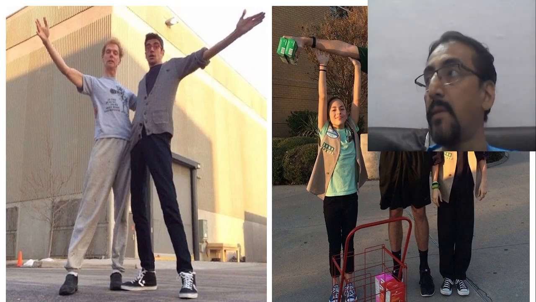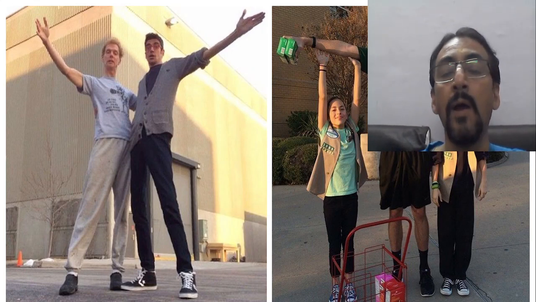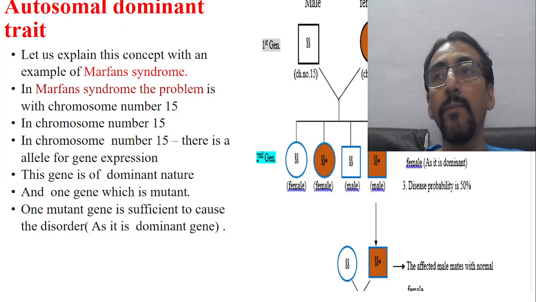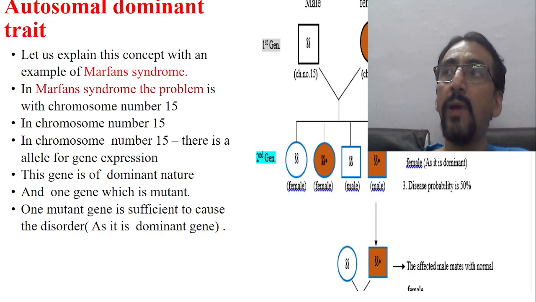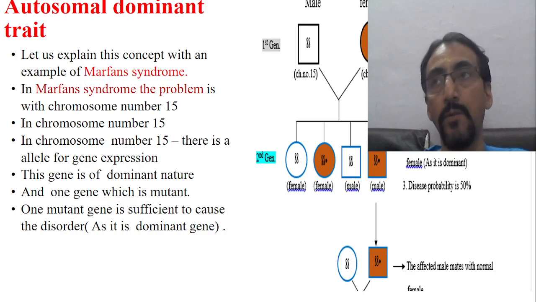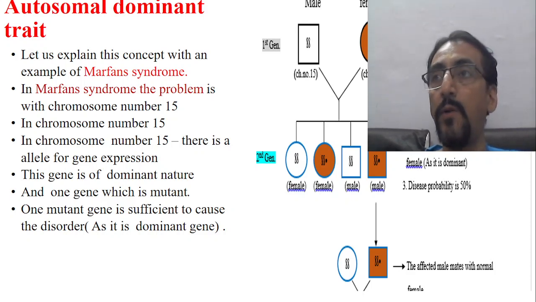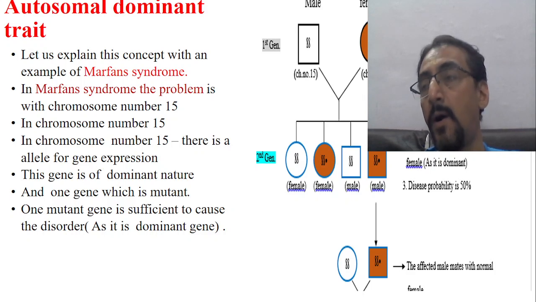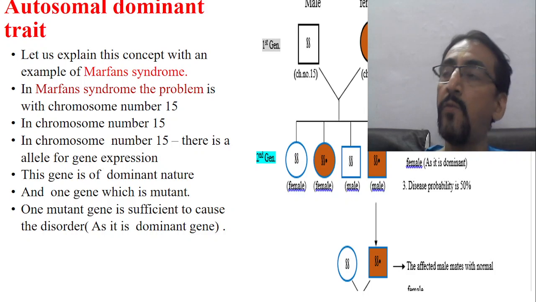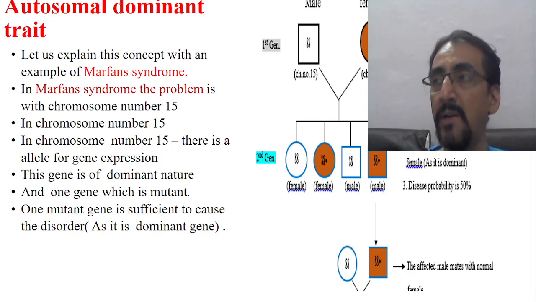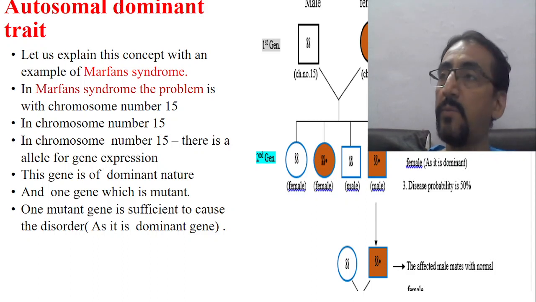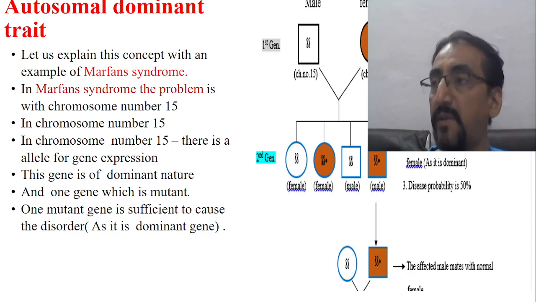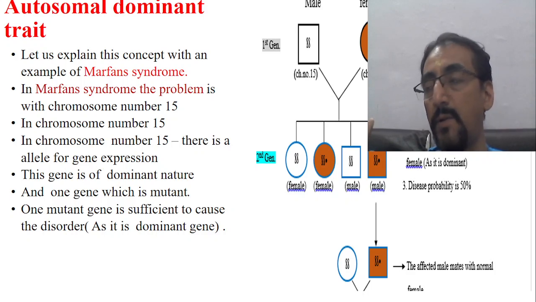Now, if you look into this picture, basically taken from Google, to explain the first principle, take an example of Marfan syndrome. Marfan syndrome is an autosomal dominant condition, and there will be some problem in chromosome number 15, in one particular gene. I will not mention the particular gene location; for example, gene number 450, but it is in chromosome number 15. The gene present there is mutant. We know that one mutant gene is sufficient to cause the disease, so definitely the child will have Marfan syndrome.